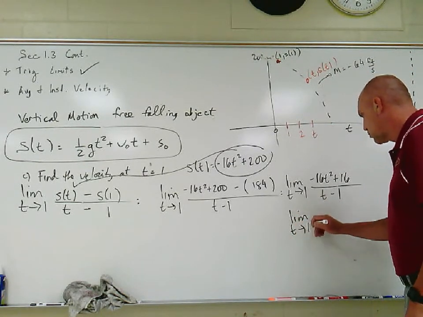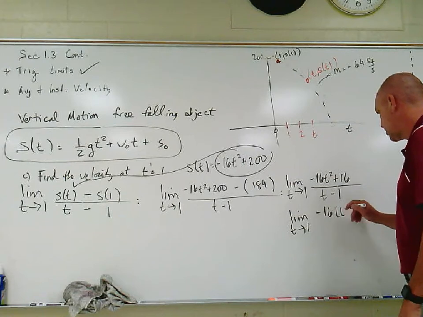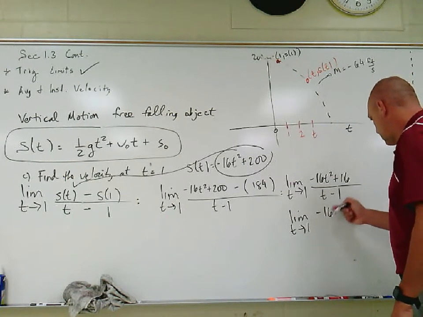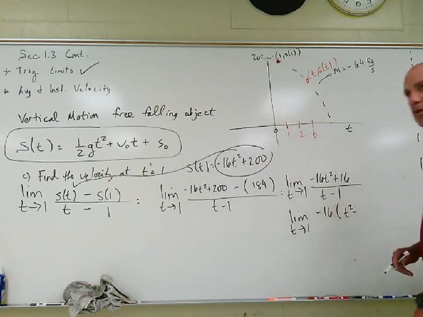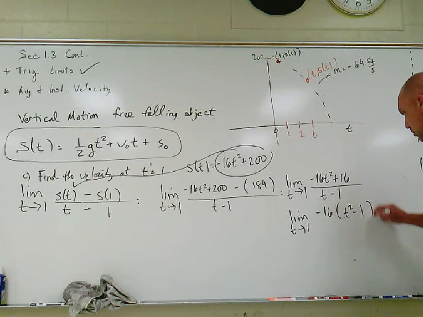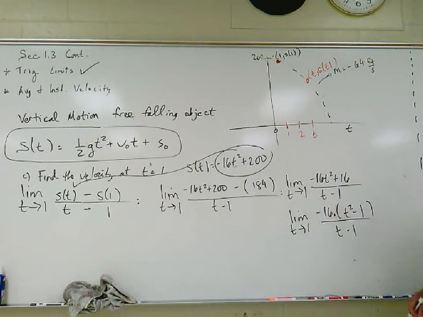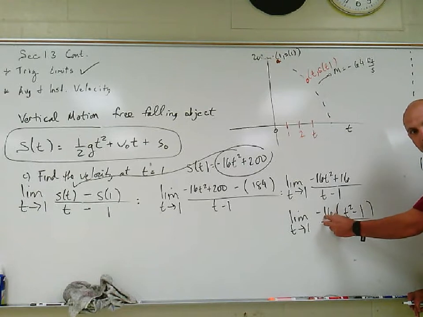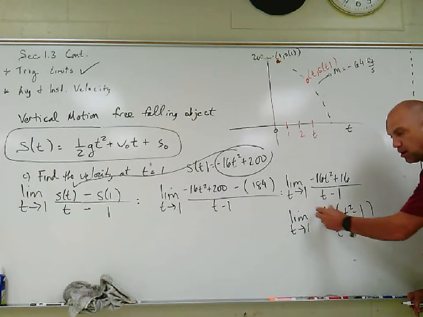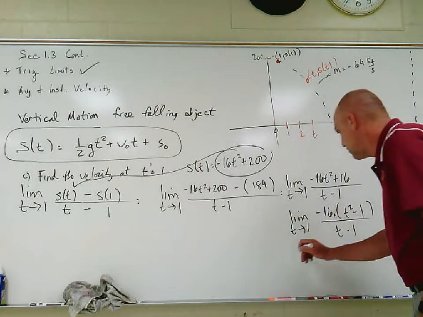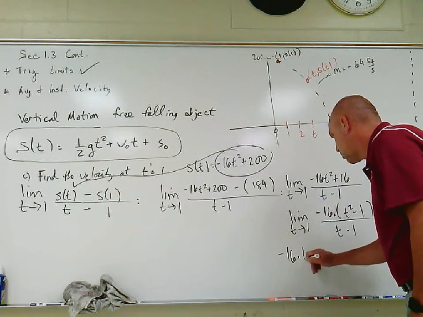Here's where your algebra skills come into play. That leaves us with t squared minus what? If I take a negative 16 out, it leaves me with t squared minus 1 over t minus 1. And now from our properties of limits, since this is a multiplier, it can go to the front of the limit. So we're going to hold on to that puppy.